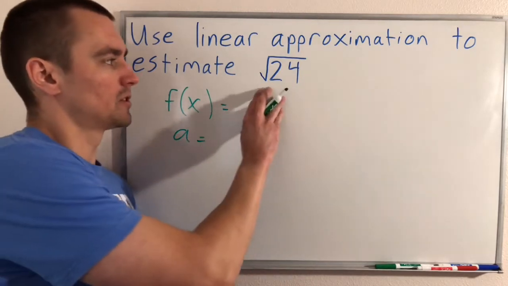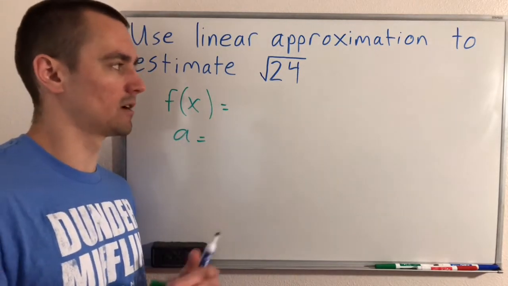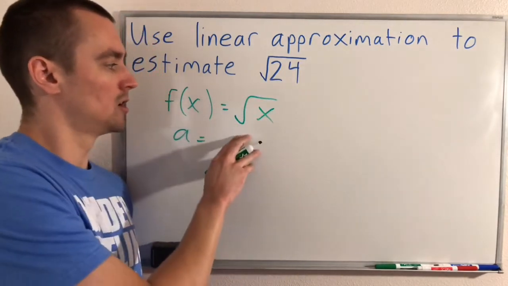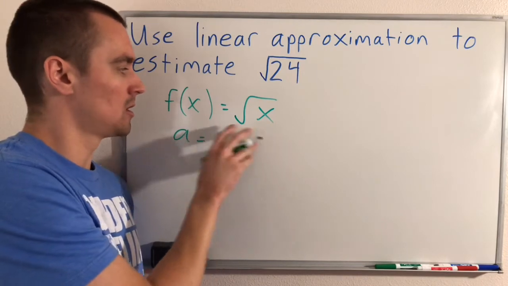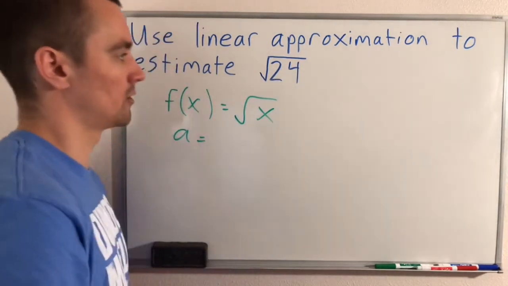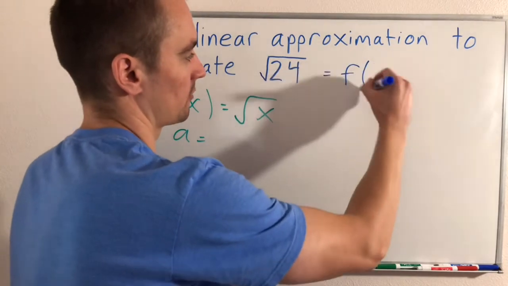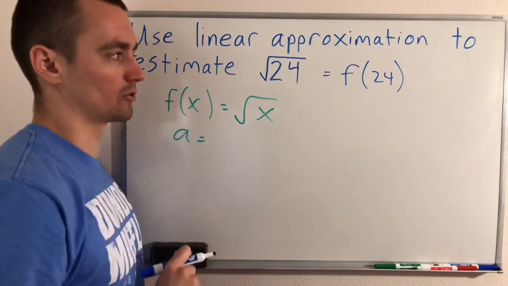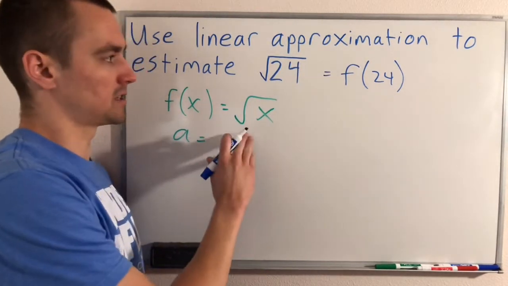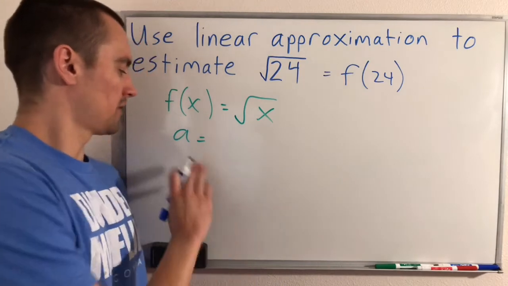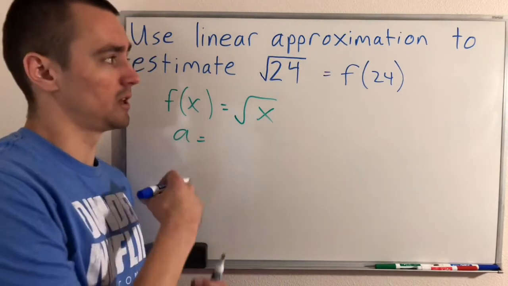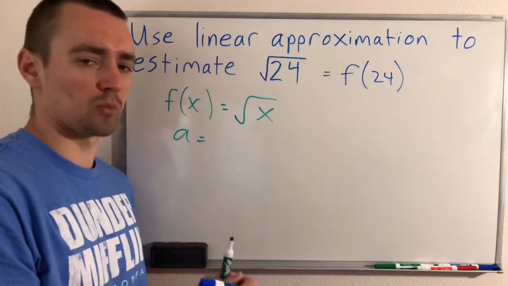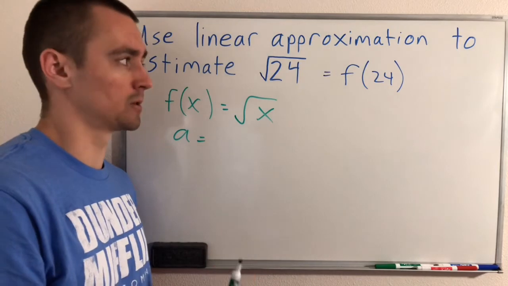So since we're dealing with the square root of 24, the most obvious choice for our f of x would just be the square root of x. Because what we could think about is if this is our function, finding the square root of 24 would be the same as f of 24, right? If we just plug 24 into our function f, that would give us the square root of 24. So we're trying to estimate f of 24, but what we want to think about is what a value is near 24 that we could use as our focus point of our linear approximation.